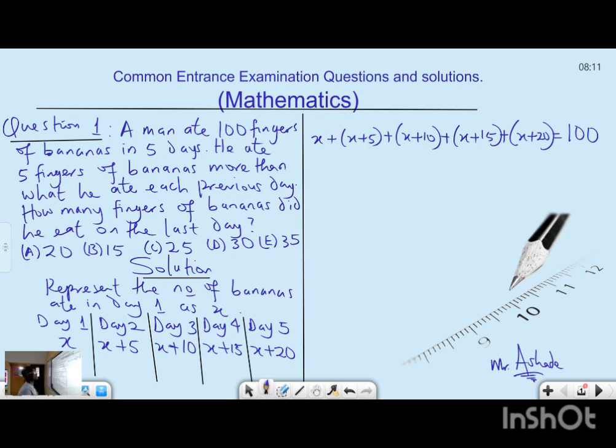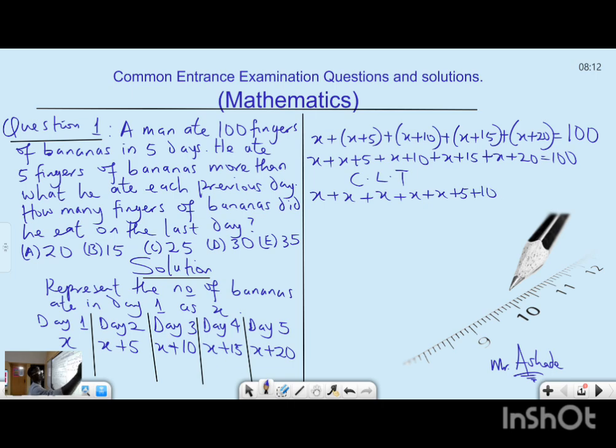Now let's open the brackets. So this will be X plus X plus 5 plus X plus 10 plus X plus 15 plus X plus 20 equals 100. Now we collect like terms. I call it CLT, collect like terms for short. So that means we bring all the X together. How many X do we have there? 1 X plus another X plus another X plus another X plus another X. We have 5X. Then plus 5 plus 10 plus 15 plus 20 equals 100.